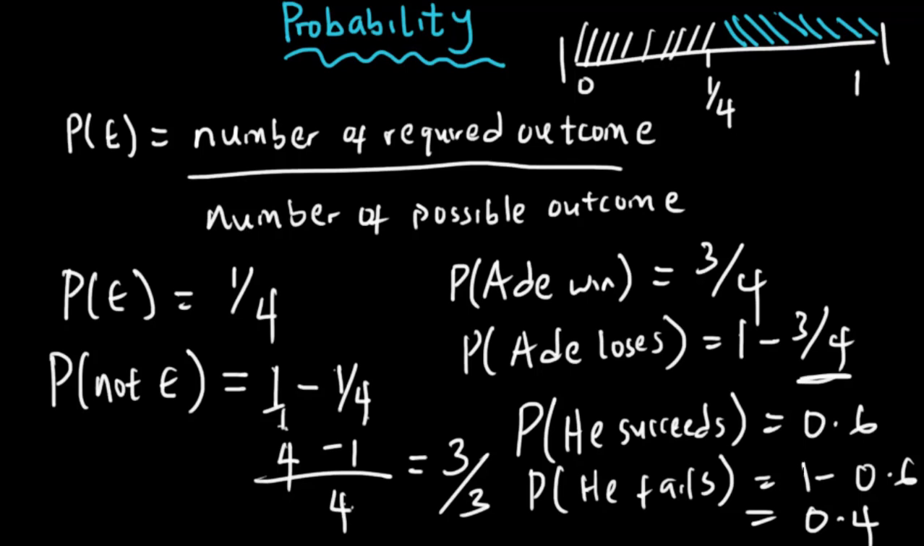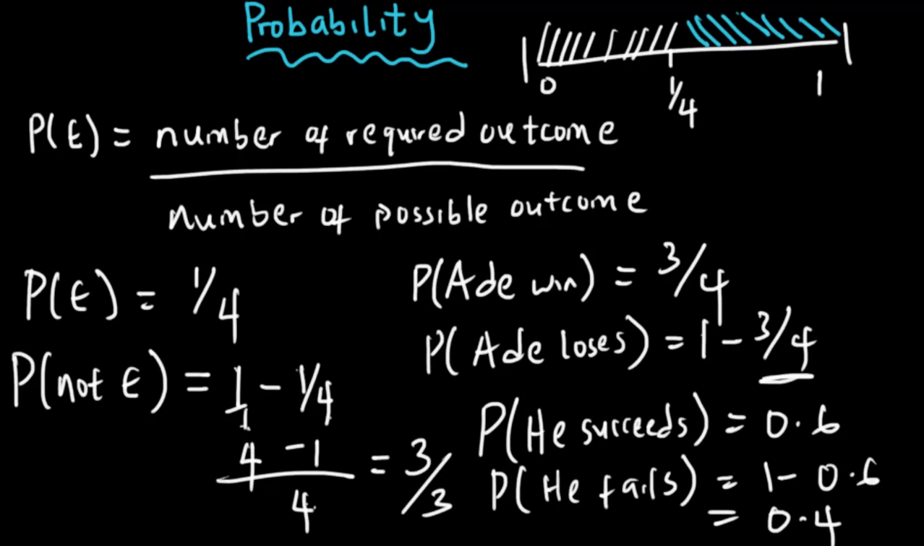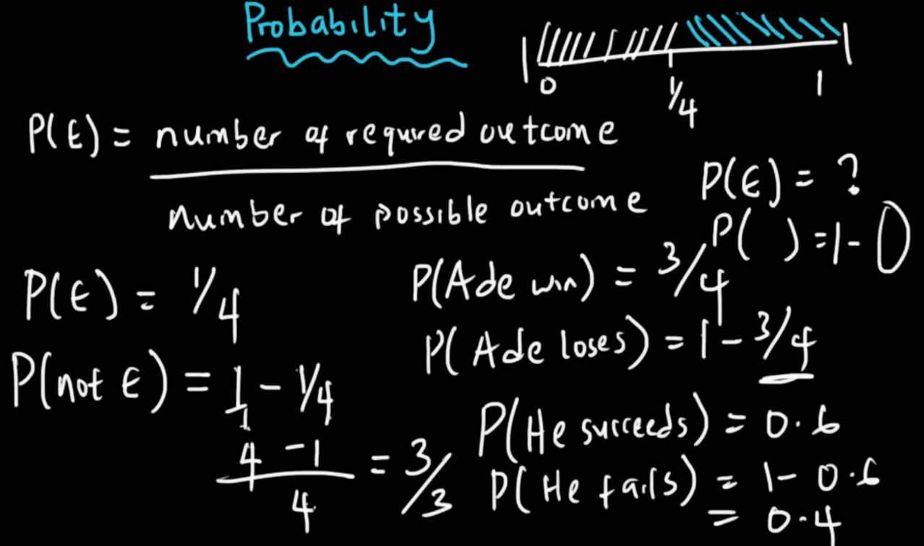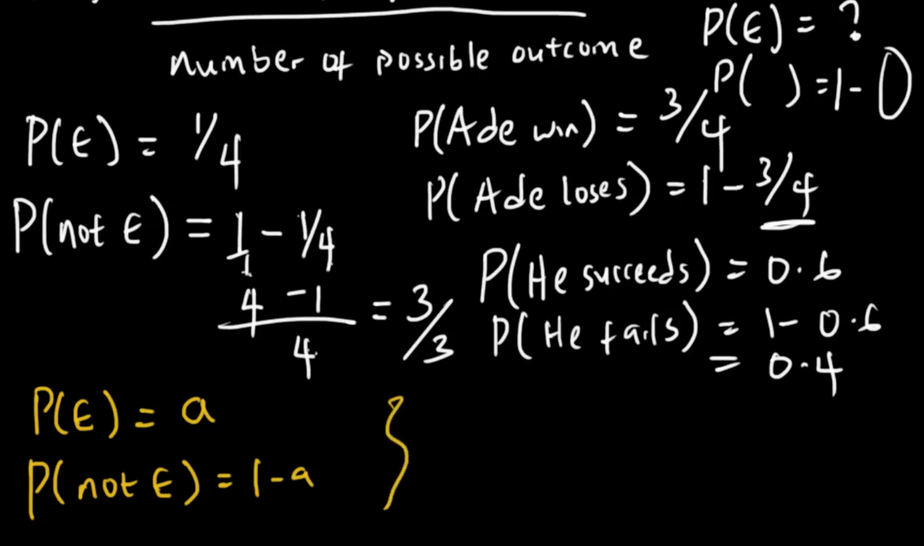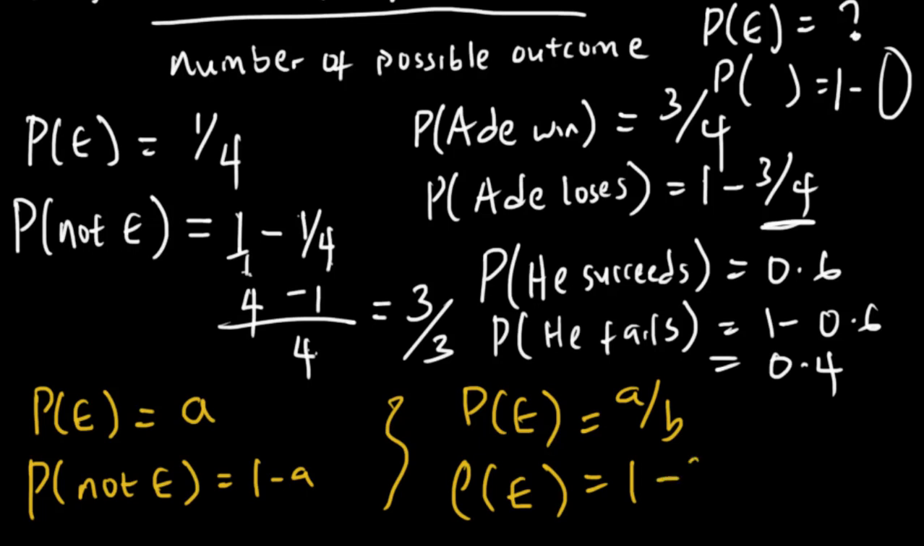The probability that Ade did not eat is, let's say, 1 over 2. If you are asked to calculate the probability that he eats, that will be 1 minus 1 over 2. Do you understand? So don't forget, when you are given the probability of an event and told to find the probability of the opposite, all you need to do is 1 minus the probability you were given. So in essence, if the probability of E is A, the probability of not E would be 1 minus A. Also, if the probability of an event E is A over B, the probability of the opposite will be 1 minus A over B.